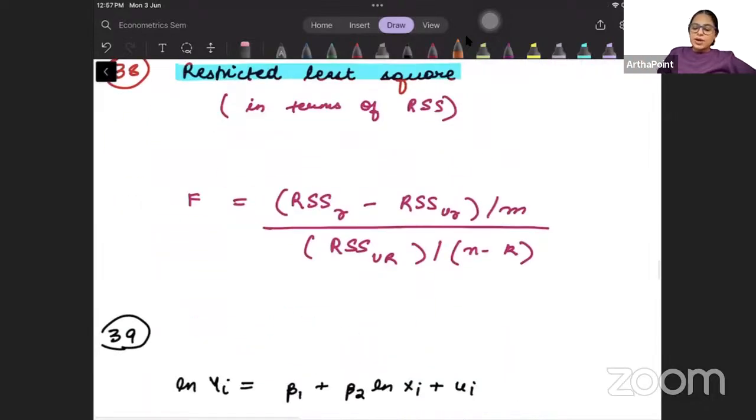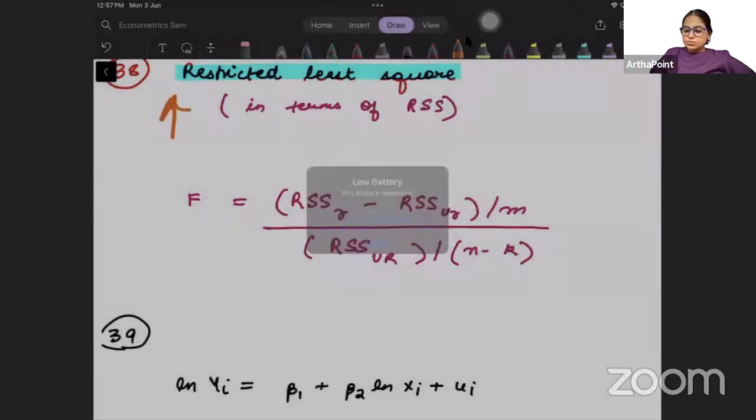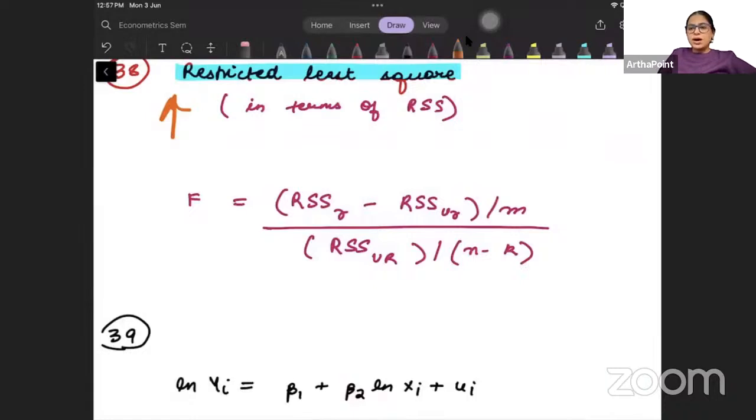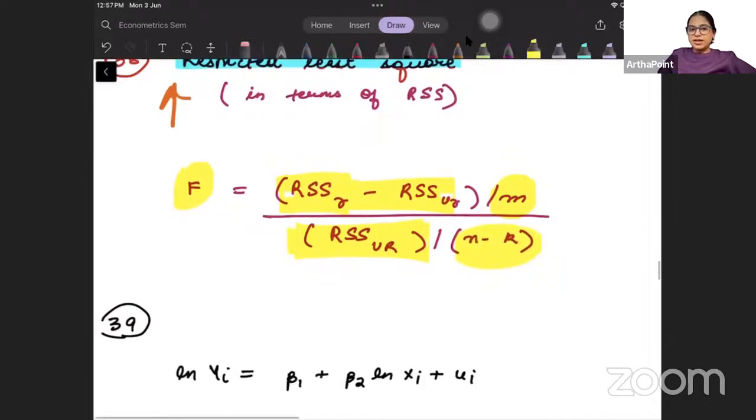अब इसी least square को हम RSS के फॉर्म में भी लिख सकते हैं. So F test can be done as RSS of restricted minus unrestricted divided by number of restriction upon RSS unrestricted divided by n minus k.